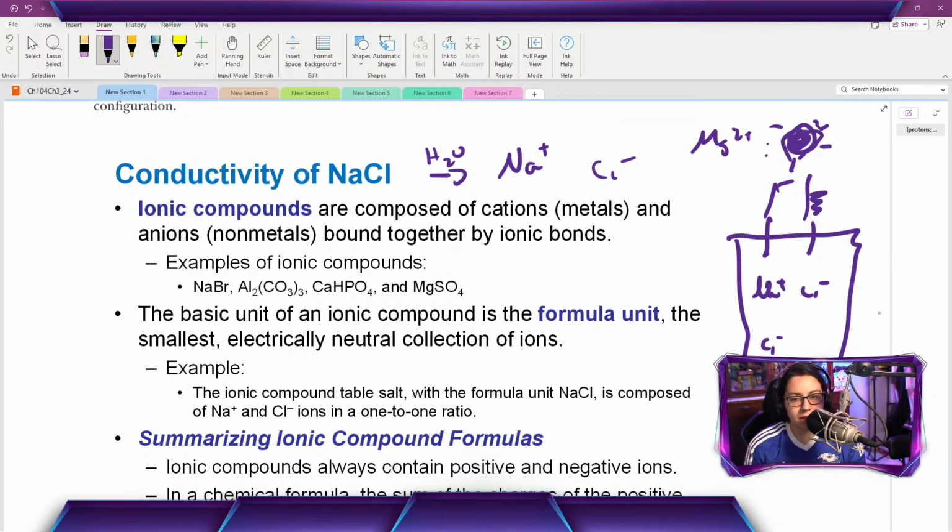Now, if you have something like sugar, sugar is a molecule, and so sugar will not conduct electricity.